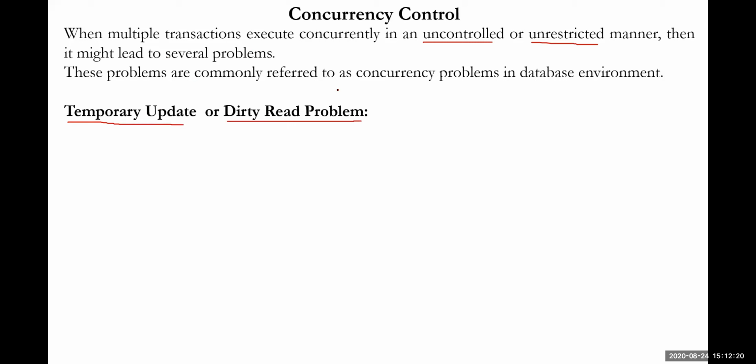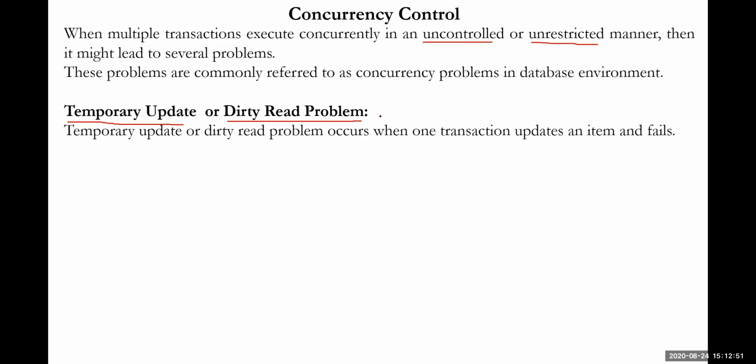What does it mean? What exactly could it be? The temporary update always specifies that two transactions are executing in parallel. One transaction, after some execution, fails. Before it fails, the second transaction commits on the same item. Such a thing is called a dirty read. So let us take an explanation.